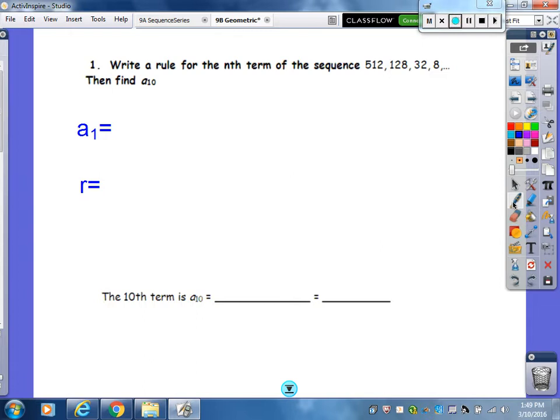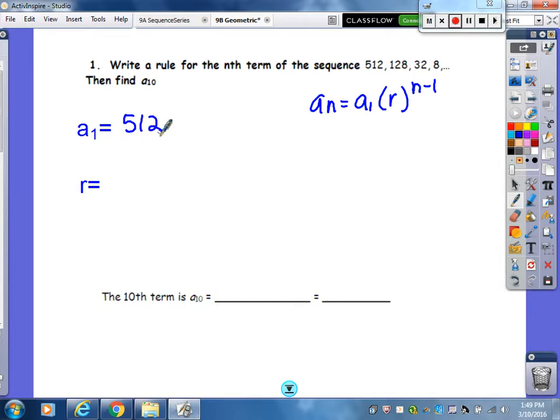So what do we need? Remember, our formula was a sub n is equal to the first term times the ratio to the n minus 1. This might remind you of something. What does this look like? Well, it's exponential, right? It looks like an exponential equation, where r is our base. Alright, so this is one of our simple, easier examples. So a sub 1, that's the first thing in our list, so 512.